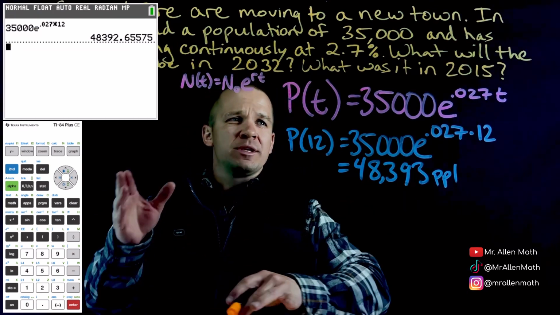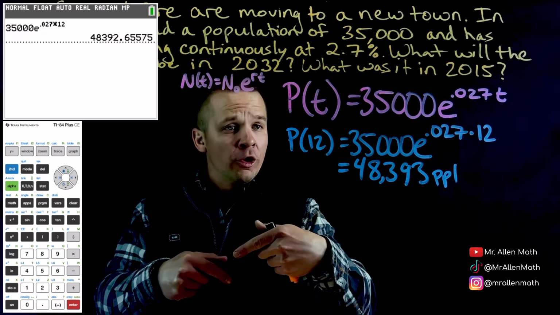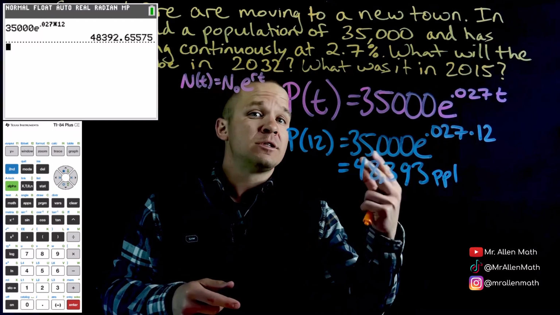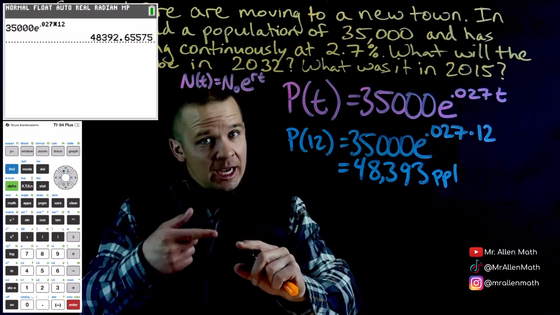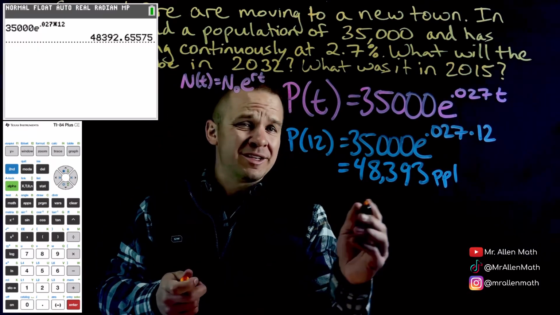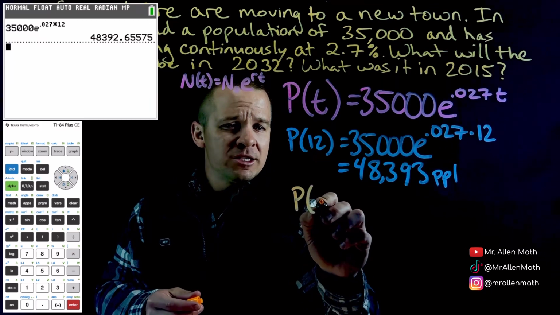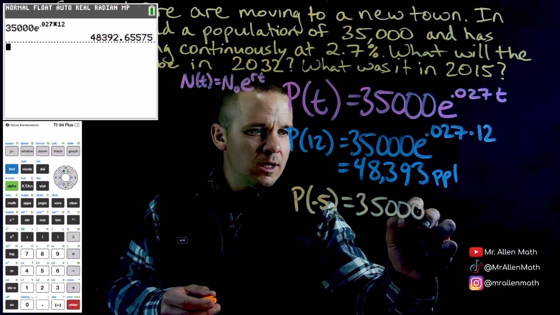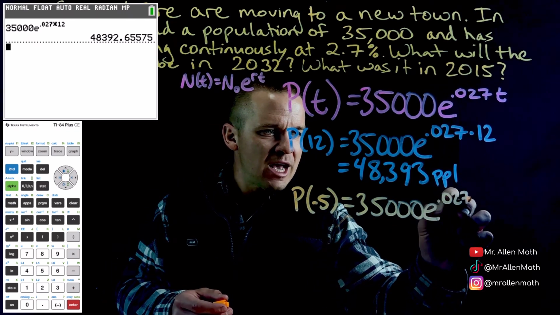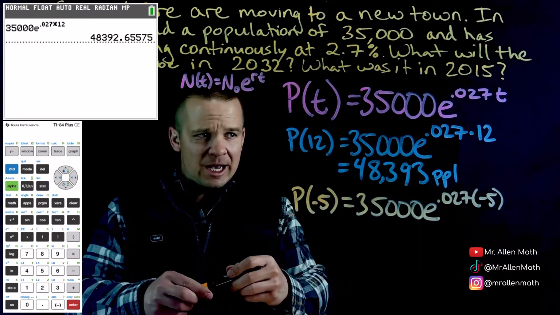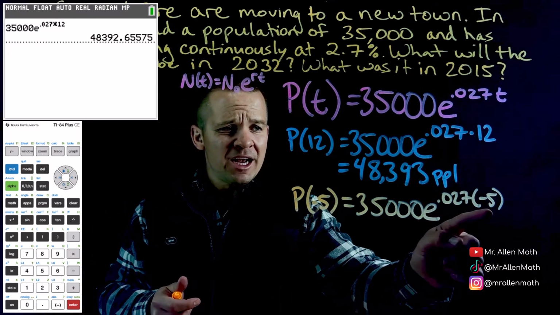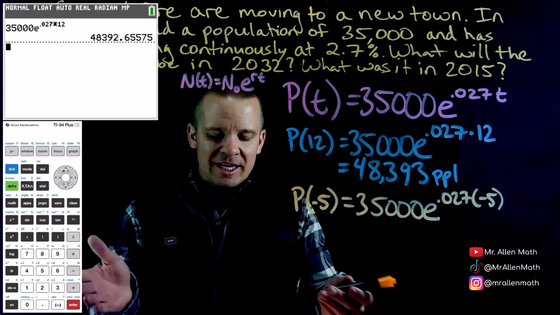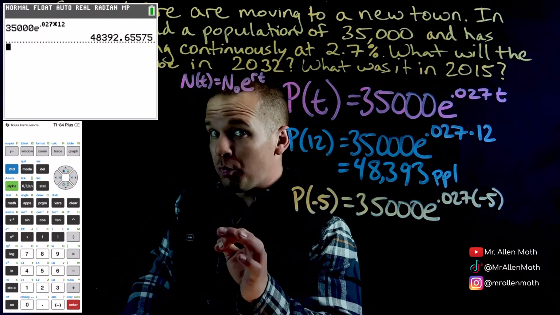Now, let's go with 2015, so that's 5 years earlier. We've got one of two things. We can either make the rate negative, negative 0.027 times 5, or you can make time negative 5 since we're going back 5 years. Either way will result in the same thing. I'm going to make time negative: P of negative 5 equals 35,000 e to the 0.027 times negative 5. If I did negative 5 times 0.027, or negative 0.027 times positive 5, the result is going to be the same. So it really doesn't matter which one's negative. Just don't make them both negative.